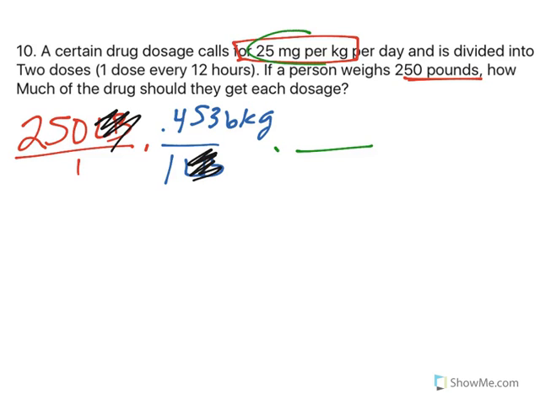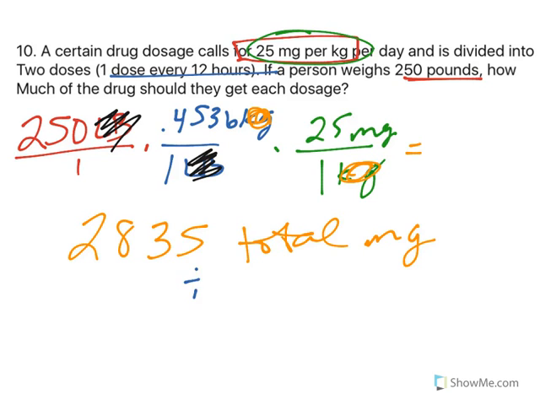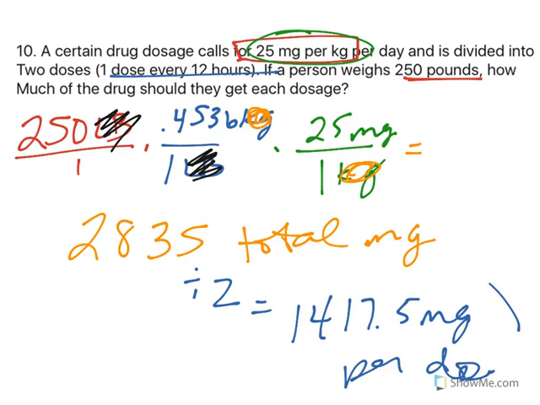Then we can use the 25 milligrams per 1 kilogram. This now will give us the total milligram dosage. So roughly 2,835, this is the total milligrams. Well, it says each dose, and there are 2 doses. So divide this by 2, and the person is going to get 1,417.5 milligrams per dose. And that right there is the dosage issue there.